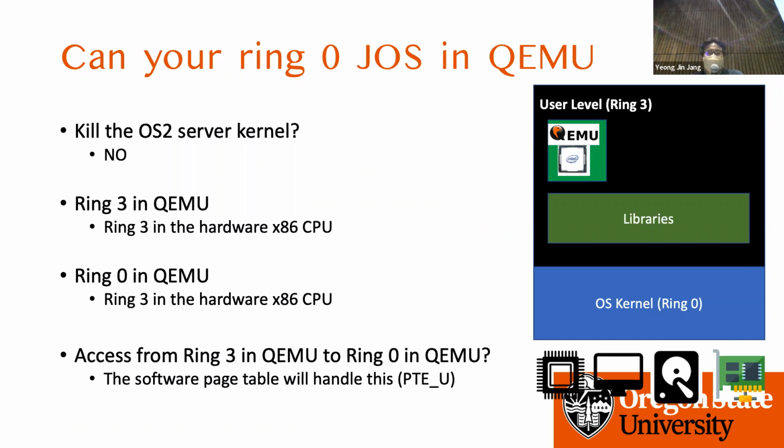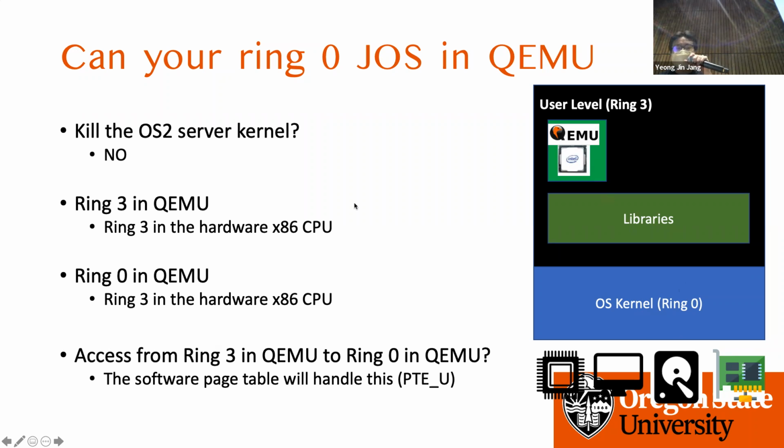Can your Ring 0 JOS in QEMU kill the operating system kernel of the server? My question here is: JOS runs in Ring 0, but that is Ring 0 in QEMU. From the perspective of the operating system kernel on the host, it's just Ring 3. So they can never touch the memory area here, except for dealing with system calls. Ring 3 in QEMU is just Ring 3, and Ring 0 in QEMU is also Ring 3. So they cannot touch it.